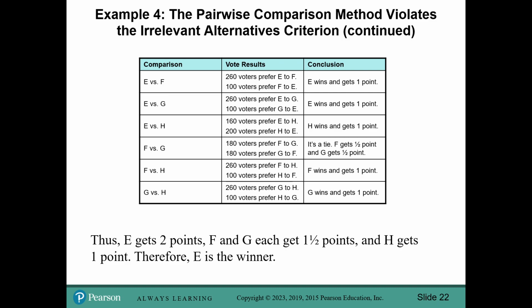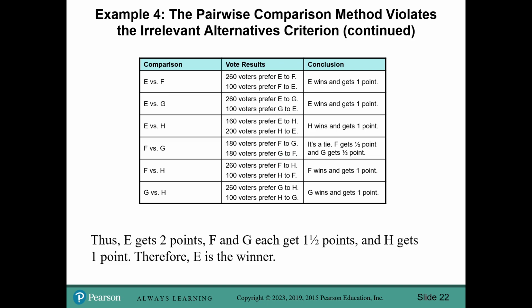Now, doing this, we see that 260 voters prefer E to F, and 100 voters prefer F to E, so E wins and gets 1 point. If we look at E versus G, 260 voters prefer E to G, and 100 voters prefer G to E. E wins and gets 1 point. If we look at E versus H, 160 voters prefer E to H, 200 voters prefer H to E. H wins and gets 1 point. If we look at F versus G, 180 voters prefer F to G, 180 voters prefer G to F. It's a tie. F gets half a point and G gets half a point.